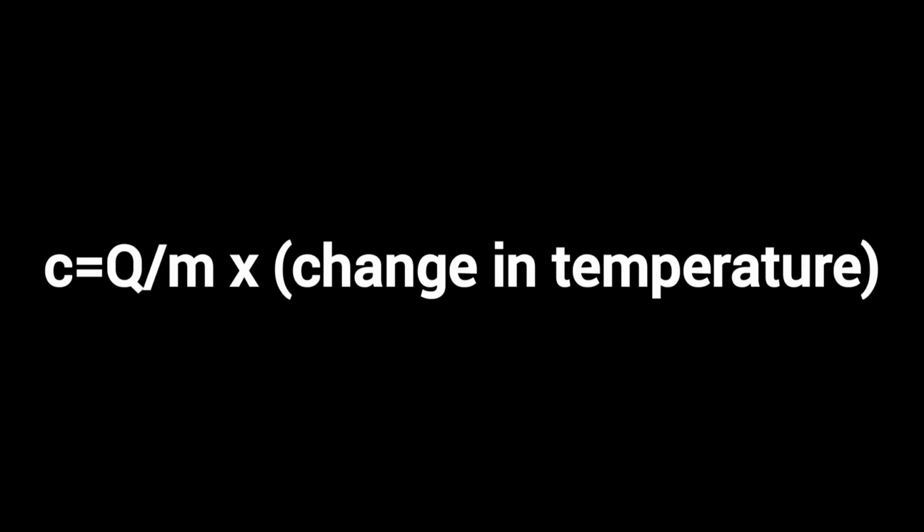This equation can also be rearranged to make specific heat capacity the subject of the formula. This leaves us with specific heat capacity equals the amount of heat energy divided by mass times change in temperature.